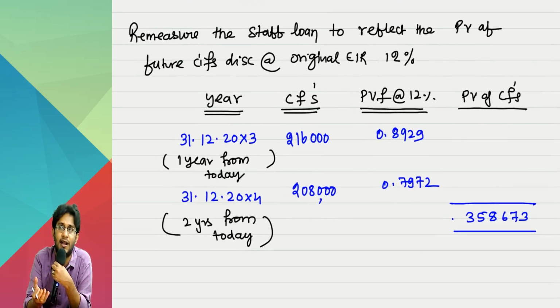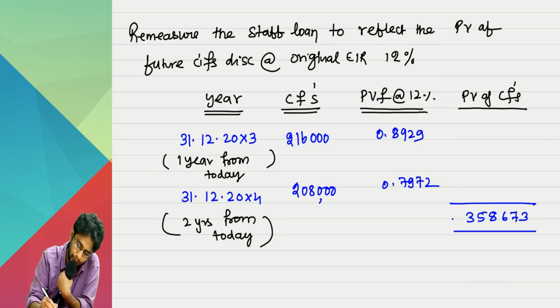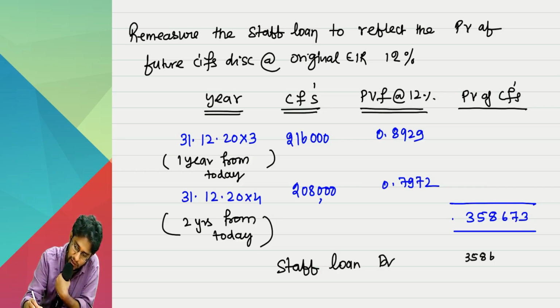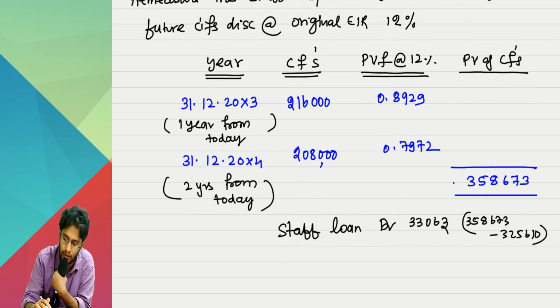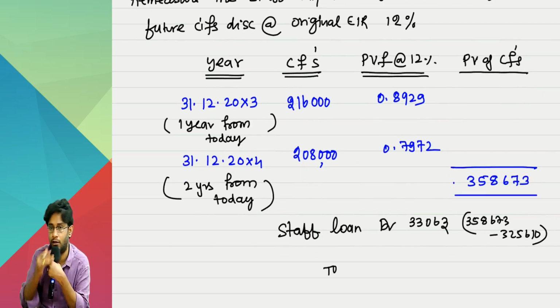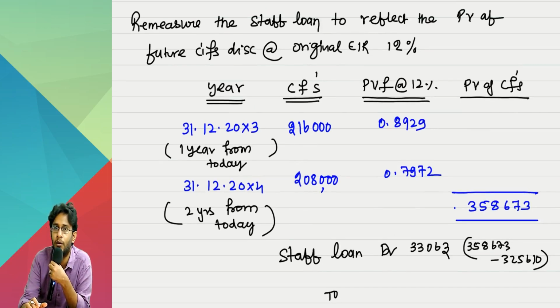So what is the entry I should write? Staff loan increase. Staff loan is an asset. Asset, how to increase? By debiting it. So the entry should be: staff loan account debit, with how much amount? 358,673 minus 325,610, which is 33,063. Now you should tell me where I should credit this.